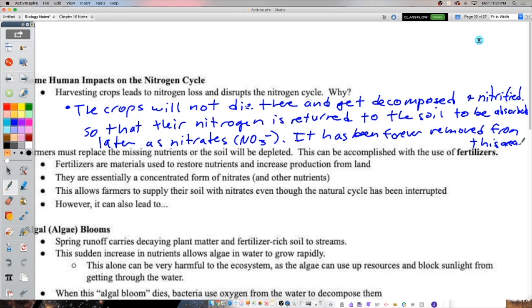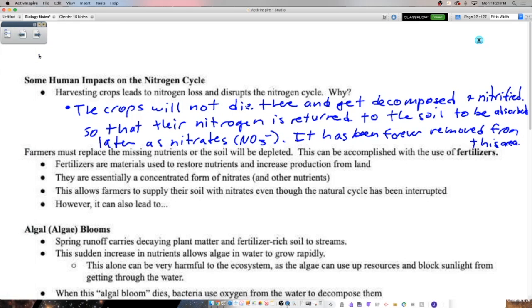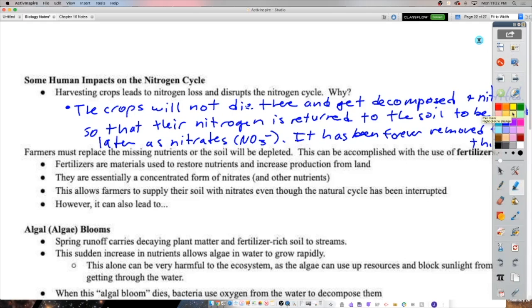Okay. So you could probably think, well, if you're a farmer, what do you do? Because you can get one crop, but then next year you're not going to have any nitrates to support your crop's growth. Well, luckily we have something called fertilizer. Fertilizer is a few things. It's got some phosphorus in it, but by far it contains a lot of nitrogen.